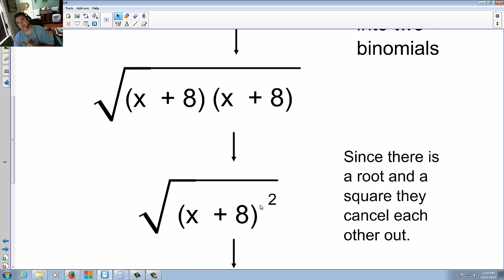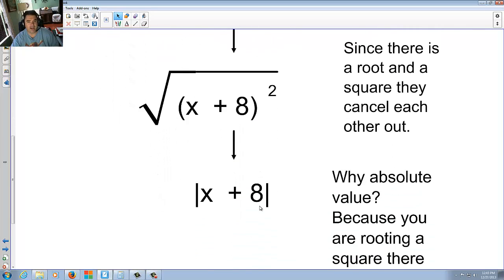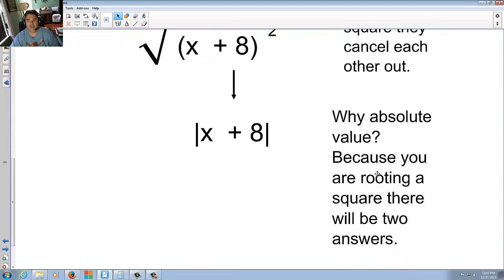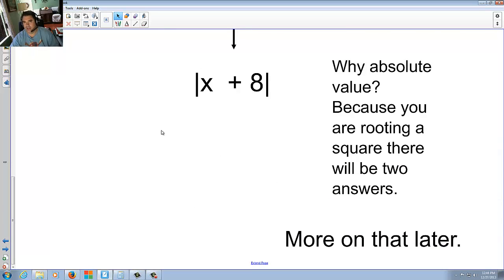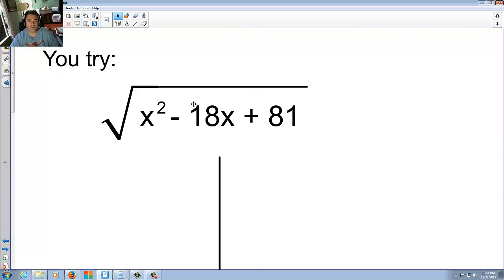Remember that when a square and a square root are together, they cancel each other out, leaving just x plus 8. However, for right now, put them as an absolute value of x plus 8. And why? Because you are rooting a square, therefore there will be two answers. More on that later. So go ahead and try it this time. Let's see how you did.